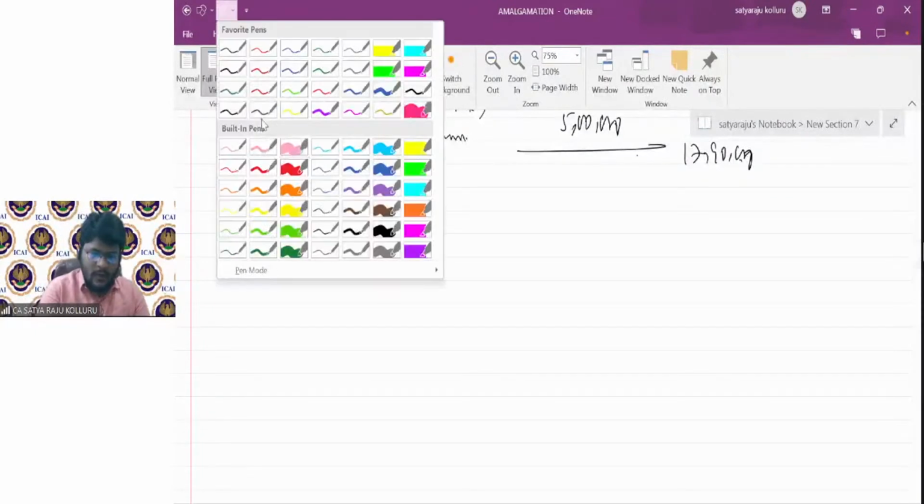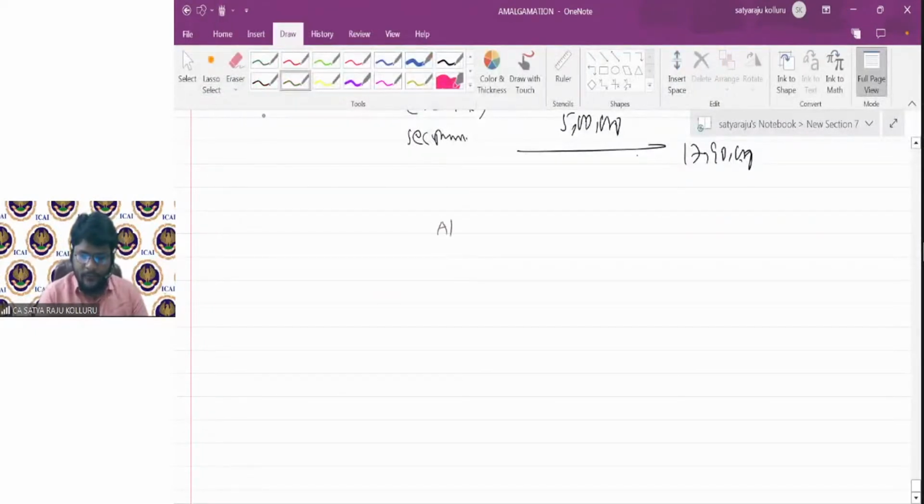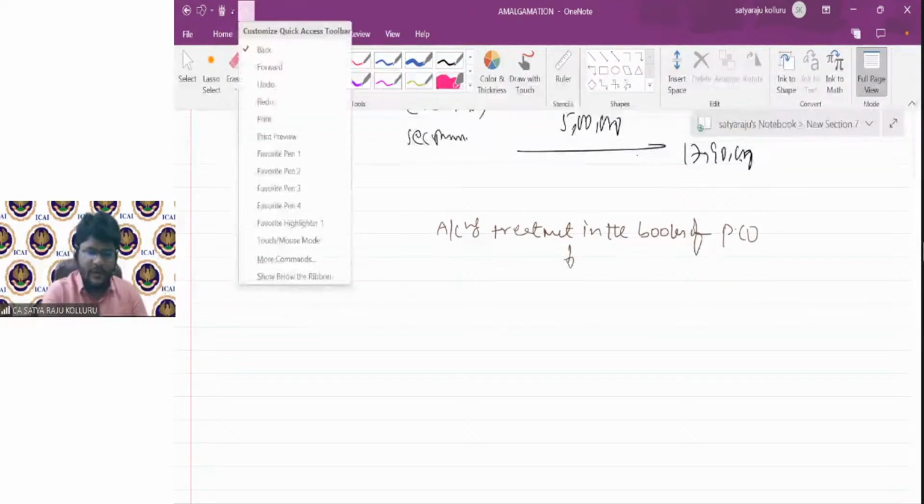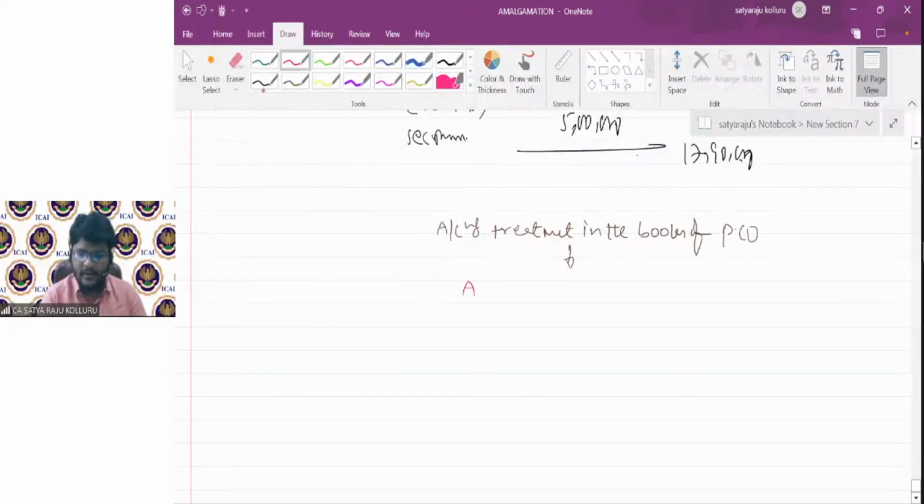So, accounting treatment in the books of the purchasing company, if the amalgamation is amalgamation in the nature of merger. Which method of accounting treatment should I adopt? The method of accounting treatment is the pooling of interest method. Am I right?